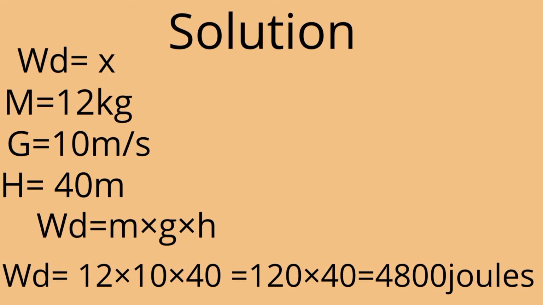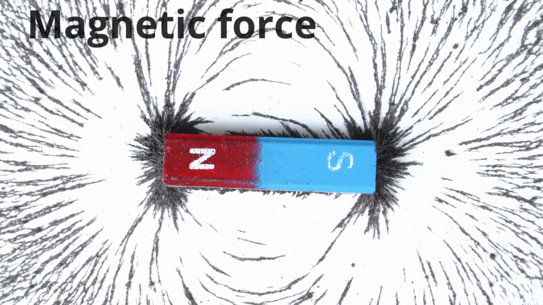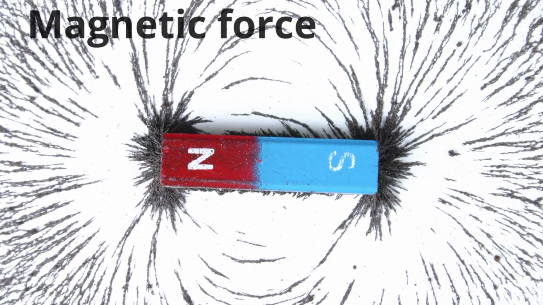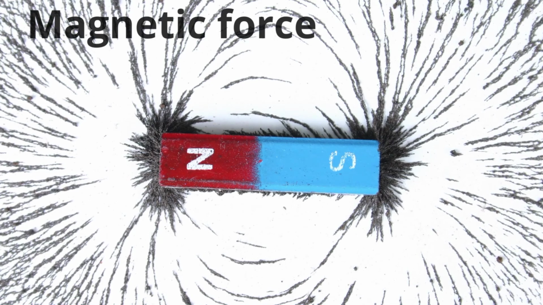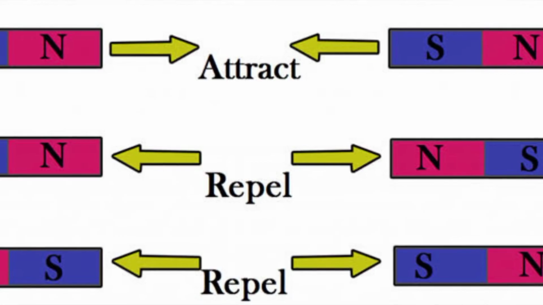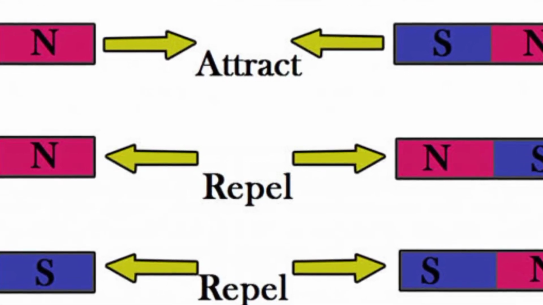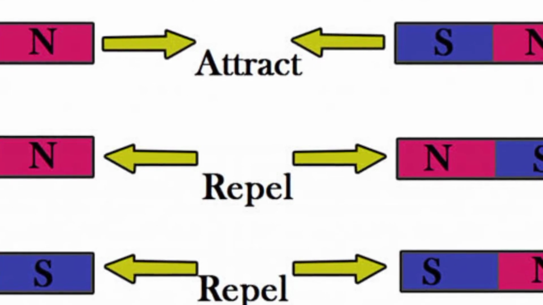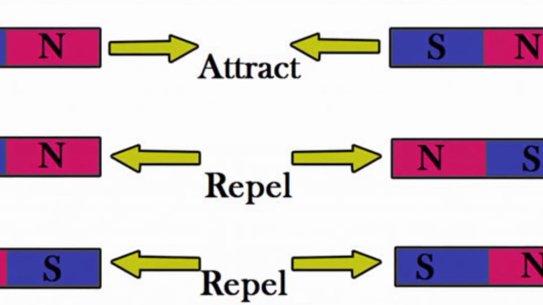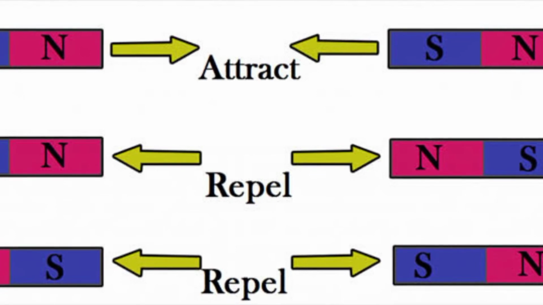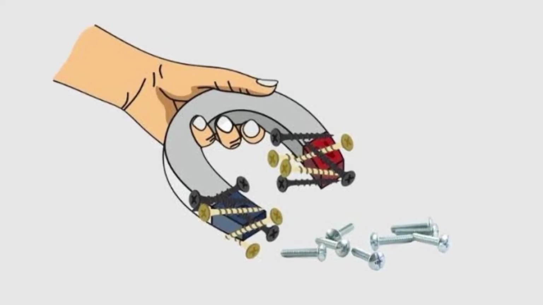So that brings us to magnetic force. A magnetic force is a force exerted between magnetic poles, which causes the opposite end of the magnet to attract and same ends of the magnet to repel. Opposite ends of the magnet means north and south poles. They will naturally attract. North and north poles will naturally repel.